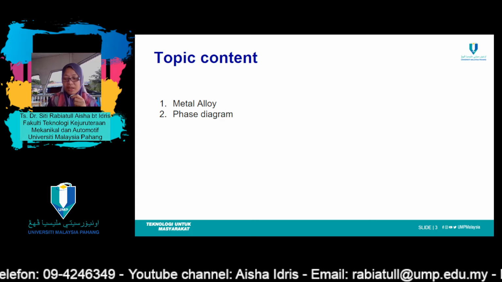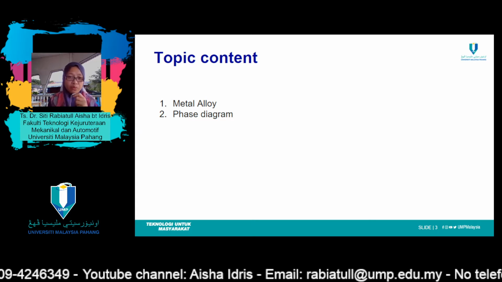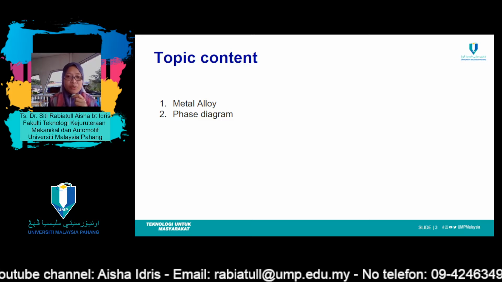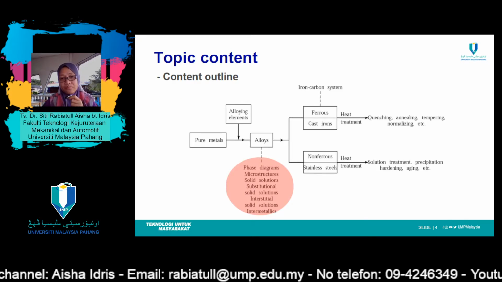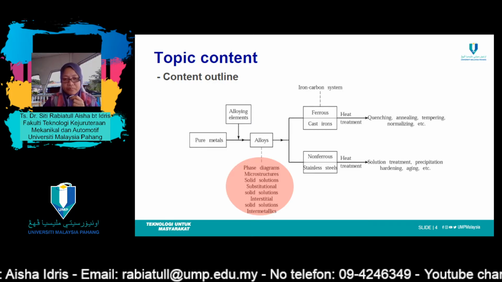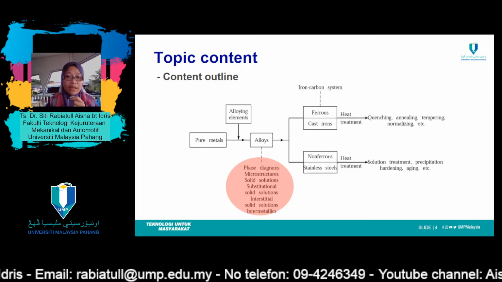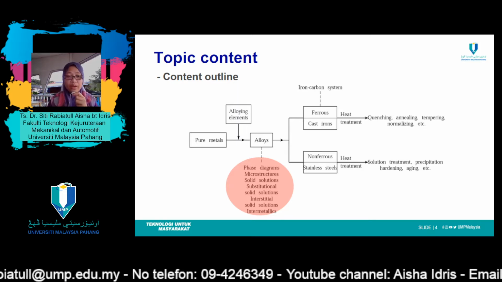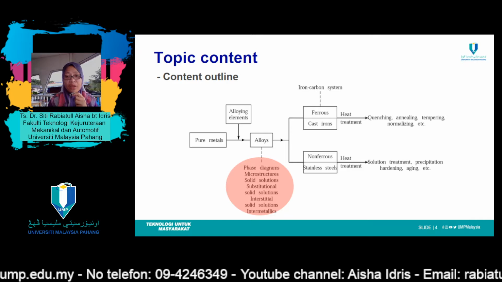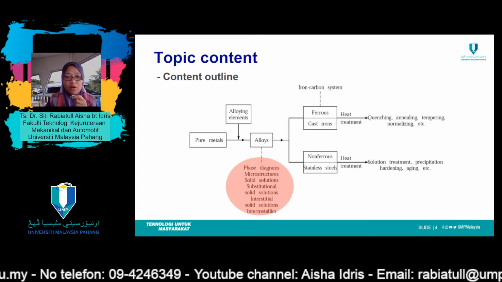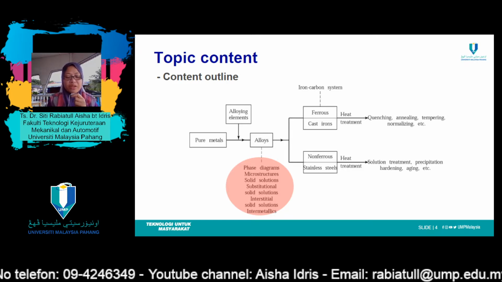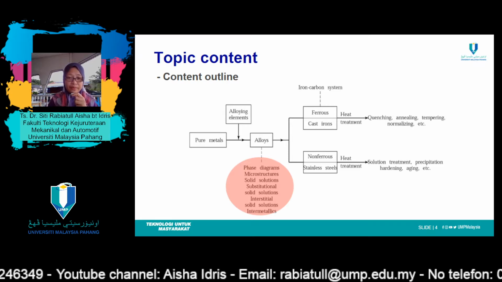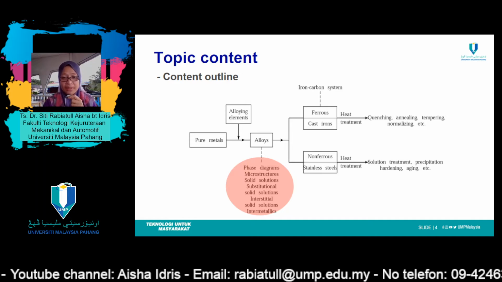And the content for today's topic is number 1, metal alloy. Number 2, phase diagram. So this is the content outline, things that we are going to look at on the alloys, where it actually represents the combination between 2 or more materials into pure metals, which finally is called an alloy.